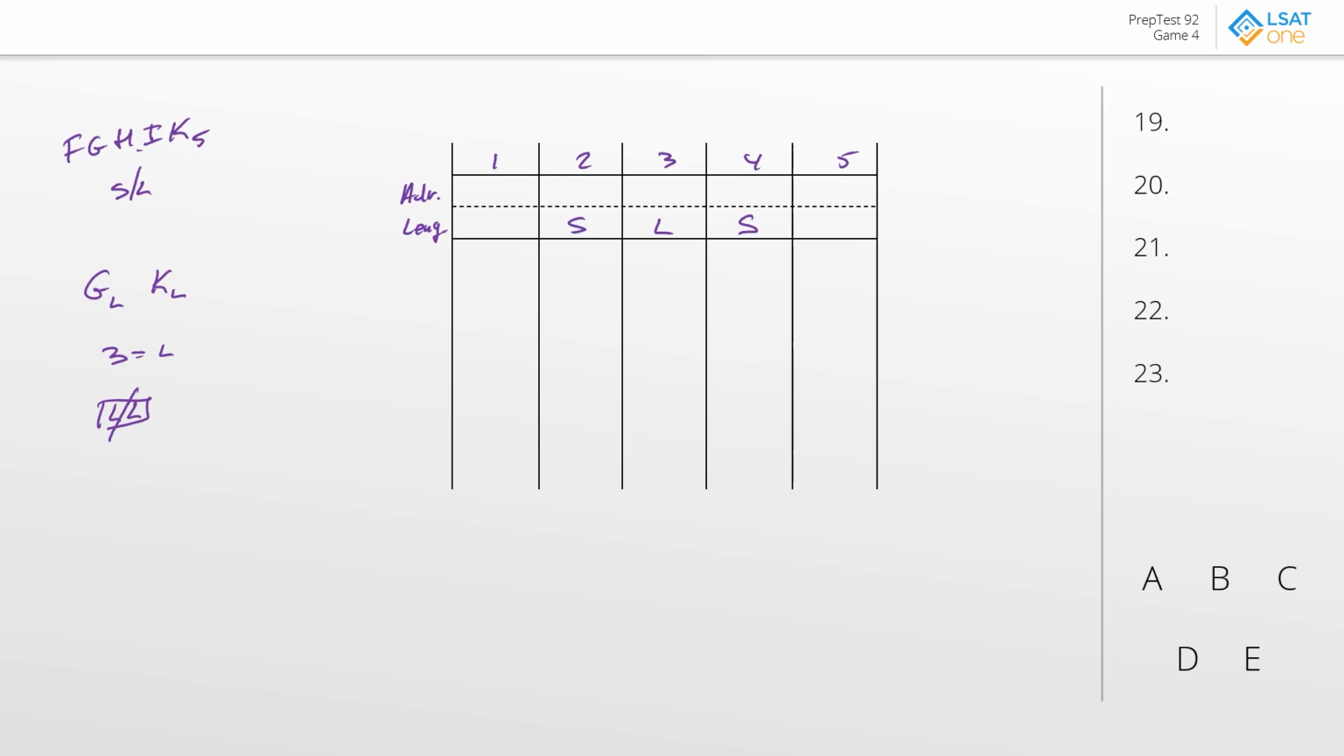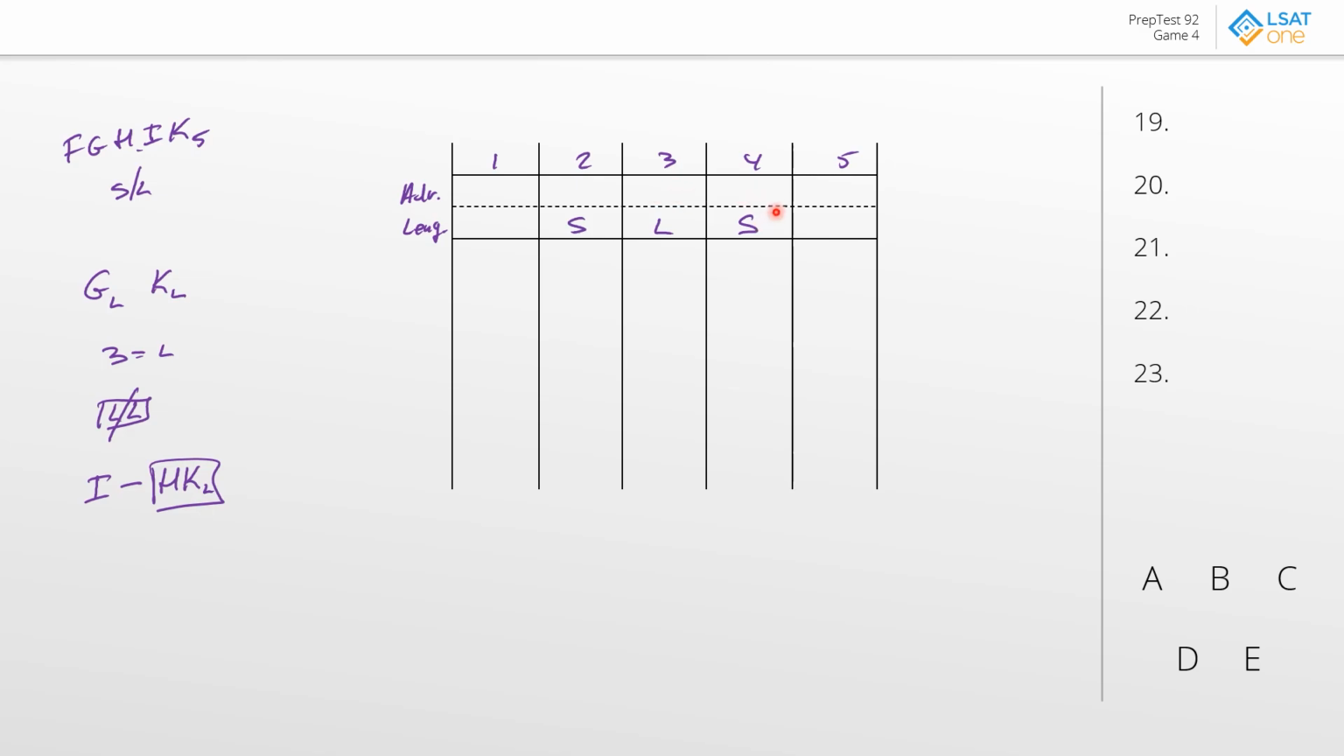H must go later than I and immediately before K. So H is after I at some point, and H is immediately before K. And we know that K is a long commercial. That's kind of a big deal. In fact, that raises the question of where could that HK block go? Because we can't go 1 and 2, because we can't land the K on a short. We could maybe do 2 and 3.